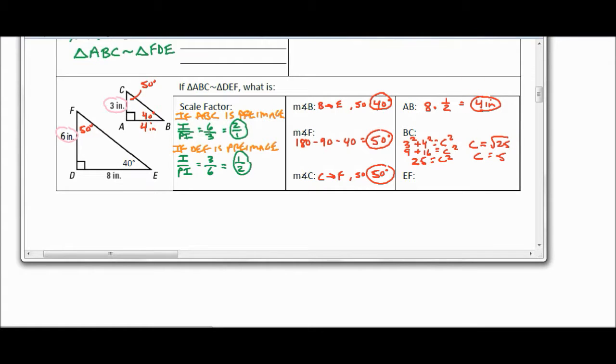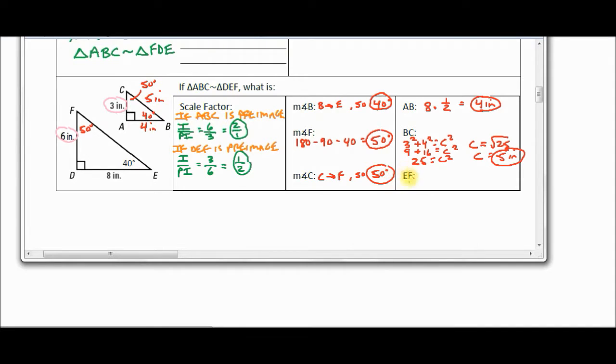So BC is equal to 5. Actually, I'm just going to go ahead and circle this: 5 inches. And I won't put a circle around the whole thing. Let's just put it around our final answer. So we found that by using Pythagorean theorem. So that means BC is 5 inches.